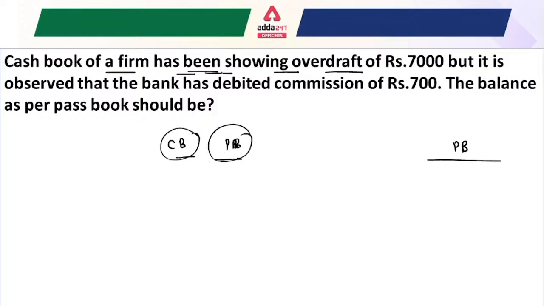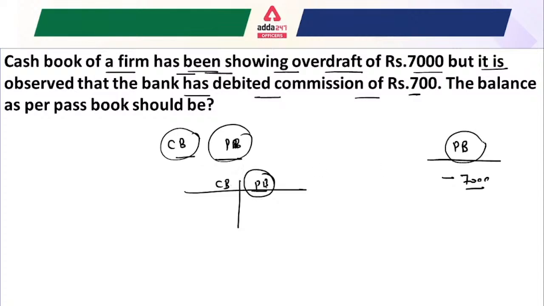The cash book of the firm is given with an overdraft of 7,000, which means we write this 7,000 as a negative figure. After that, it is observed that the bank has debited a commission of 700. Say this is the cash book and this is the passbook. If the bank has debited a commission of 700 rupees, it is deducted in the bank statement. The passbook is also known as a bank statement.